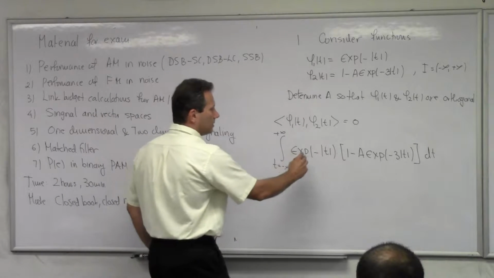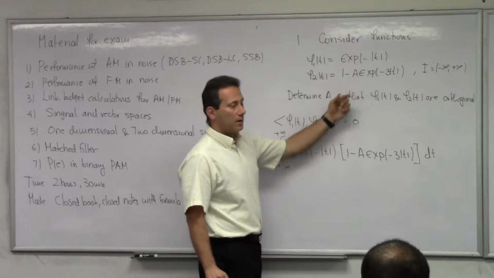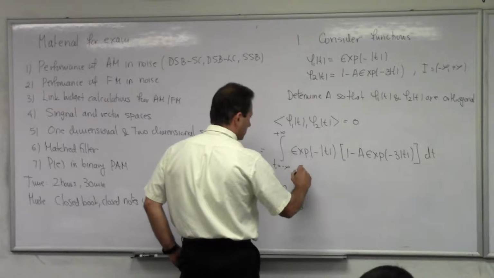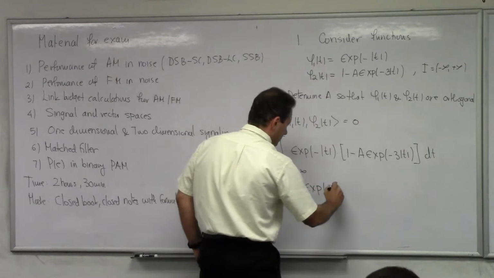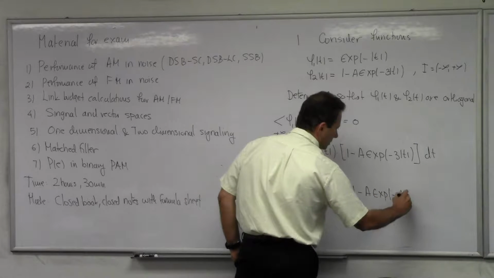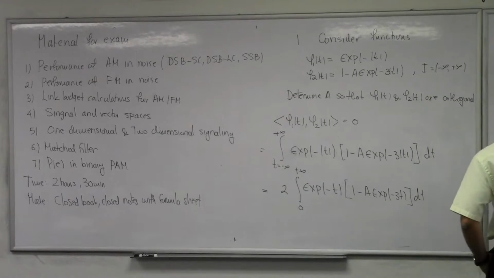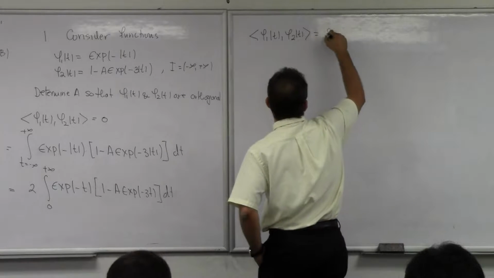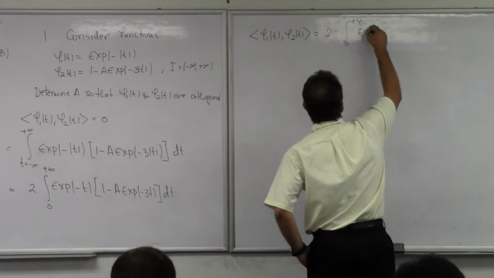Both of these functions are even functions. You can see that this one is even and this one is even too. Therefore, I can replace this interval with twice the integral from 0 to plus infinity, and then I can get rid of the absolute value of t. So this becomes e to the minus t times 1 minus A e to the minus 3t dt. This integral splits in two, so the product is 2 times the integral from 0 to plus infinity. The first one is just e to the minus t dt.